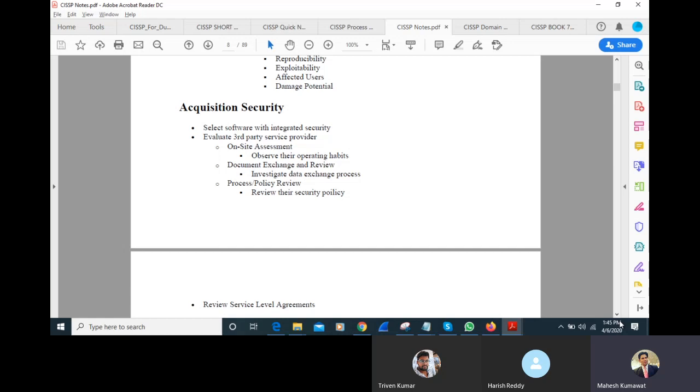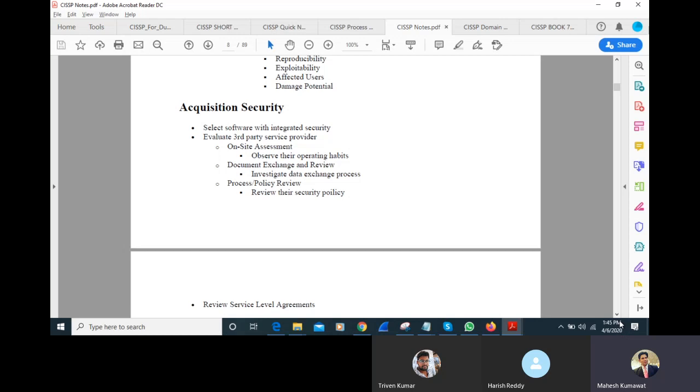How do you handle acquisition of security? Select software with integrated security. Evaluate third-party service providers. On-site assignment document: observe their operating habits. Document exchange and review: investigate data exchange processes. Process policy review: review their security policies.